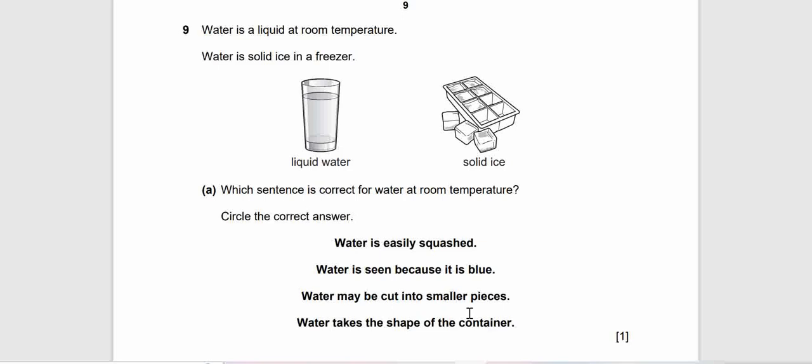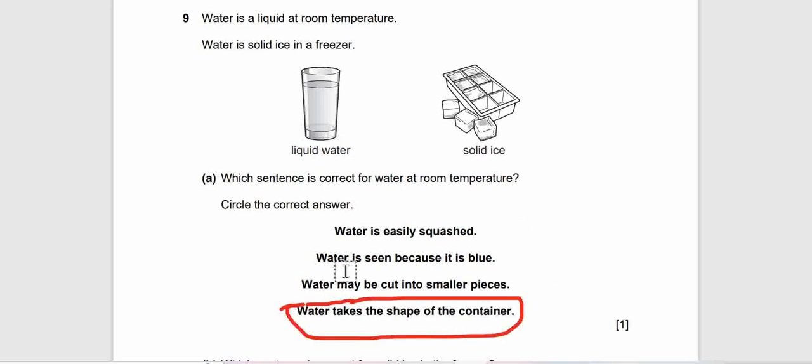Only 1. 10 seconds from now. 10, 9, 8, 7, 6, 5, 4, 3, 2, 1. All right, let's open up the answer, guys. So it's clear that water takes the shape of the container here like this. If you pour it in a glass, it will take the shape of the glass, matching the glass shape.